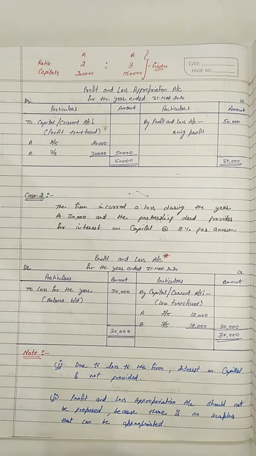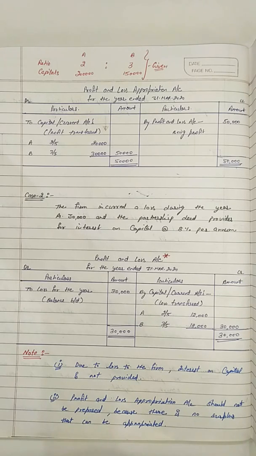Second, you always remember, if there is a loss, then we should not prepare a profit and loss appropriation account. We prepare a profit and loss account. Look at it. On the debit side, we show loss for the year or balance brought down. This loss will be divided between partners in their profit sharing ratio, that is 2:3. We divide 30,000, out of which A receives 12,000 and B receives 18,000, close both sides, that is equal to 30,000.